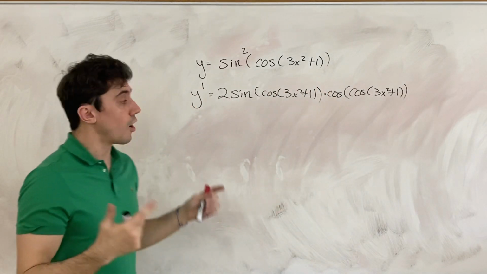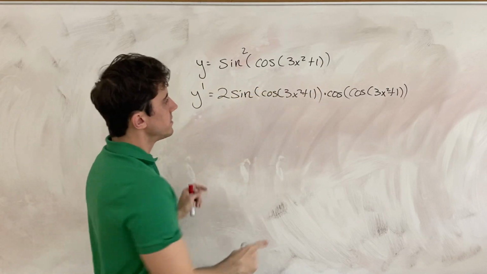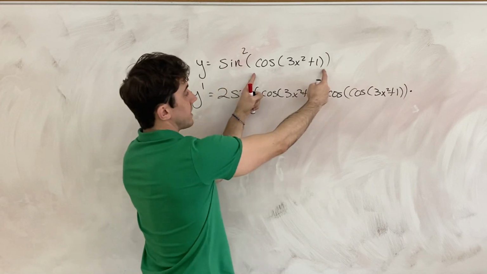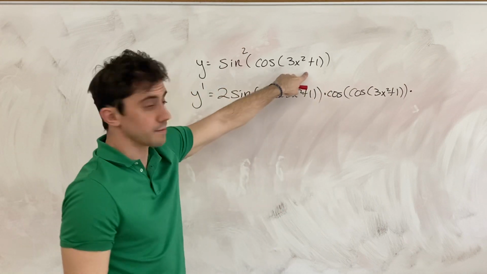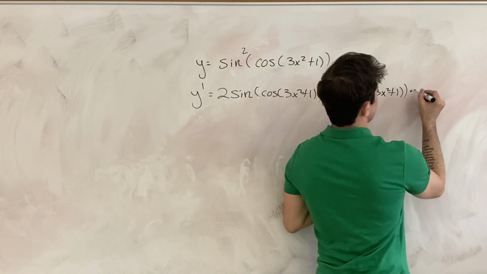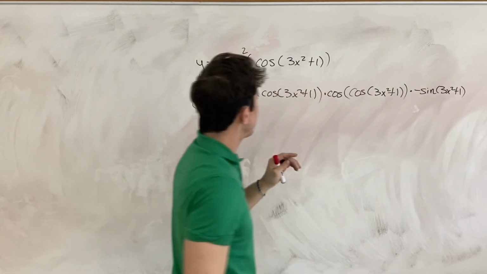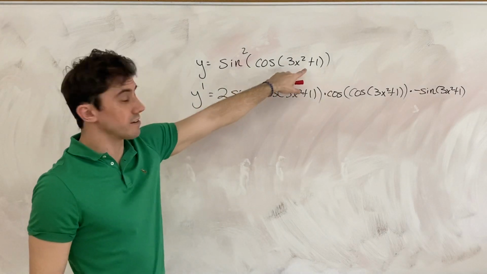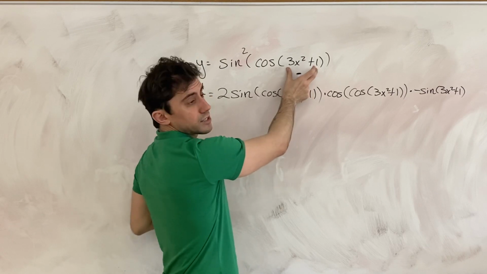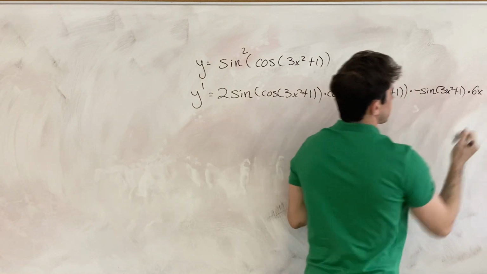Whenever we use the chain rule, we're always working outside in towards the center of our function, right? So now we're going to multiply all of this by the derivative of what's inside these brackets. So the derivative of cos of something is the negative sine of that function. So we have negative sine of 3x squared plus 1, and again, applying the chain rule until we get down to the very center of our function, times the derivative of what's inside of these smallest brackets. The derivative of 3x squared plus 1 is easy enough, just 6x, and we're done.